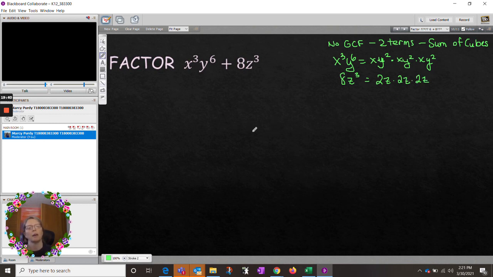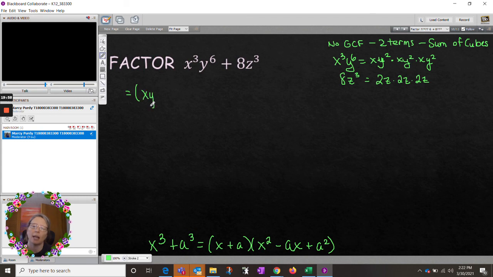So if you follow the sum of cubes formula, which you should have in your notes from the other day, my x term is the xy squared. When I factor this, it'll be the x term, xy squared, plus my a term, 2z. Then my x term squared, so this is where we have to be careful because we're squaring xy squared, minus our a term, 2z, times our x term, xy squared, plus our a term, 2z squared.